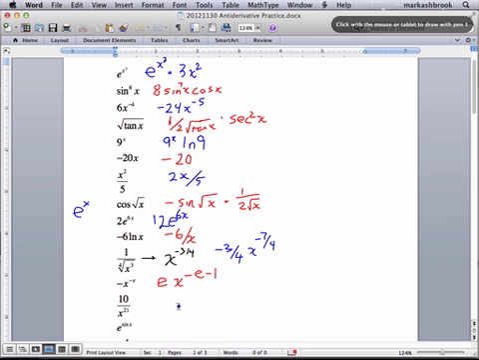Sharon. Negative 200 x to the... e to the sine x. Christina. Cosine x times e to the sine x. Any questions on these?